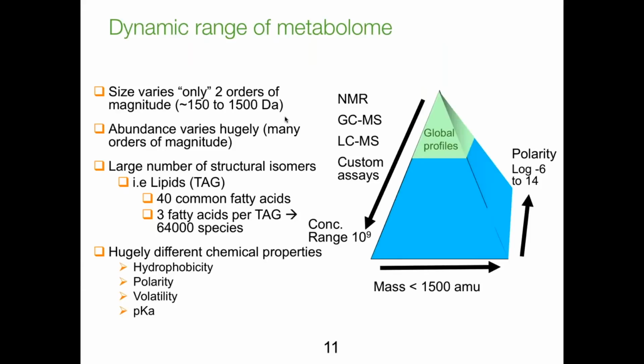Back to this dynamic range. What I mean by dynamic range is depicted in this pyramid graph. These are different elements of change in the range of the metabolome. For example, I already mentioned that size goes over 2 orders of magnitude. Usually, some people say anything lower than 1,000 to 1,500 Dalton would be considered a metabolite, but there is a cutoff.